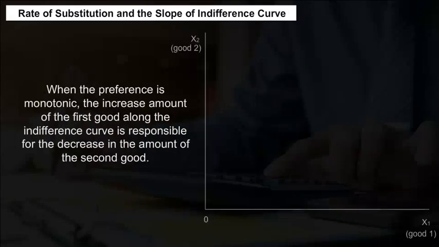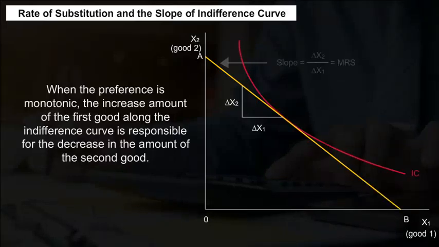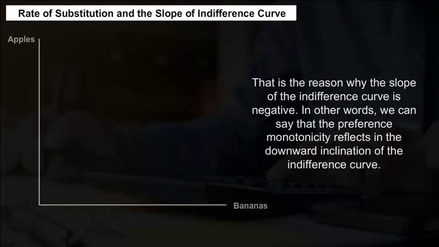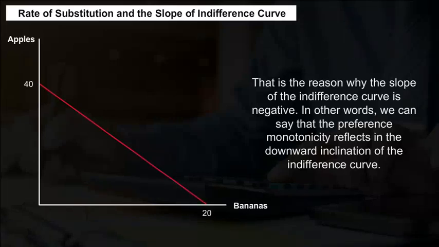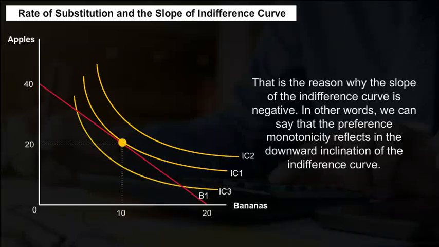When the preference is monotonic, the increased amount of the first good along the indifference curve is responsible for the decrease in the amount of the second good. That is the reason why the slope of the indifference curve is negative. In other words, we can say that preference monotonicity is reflected in the downward inclination of the indifference curve.